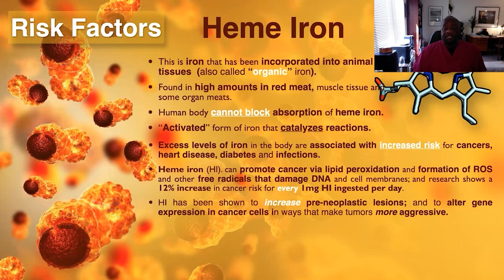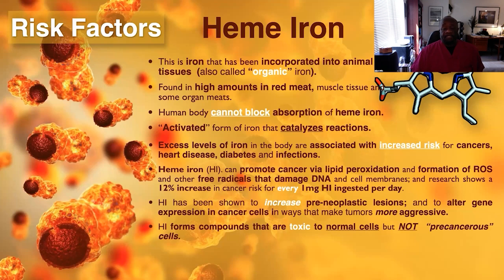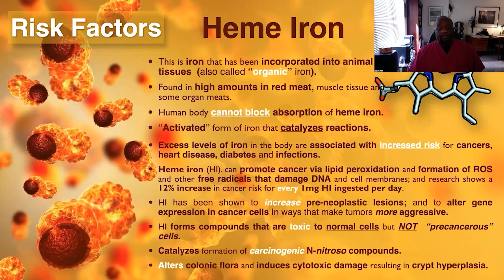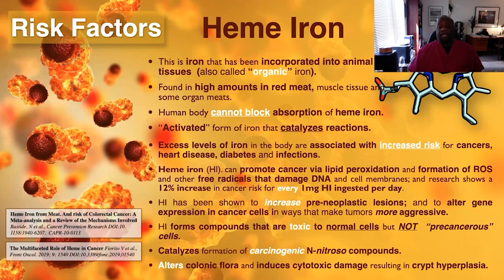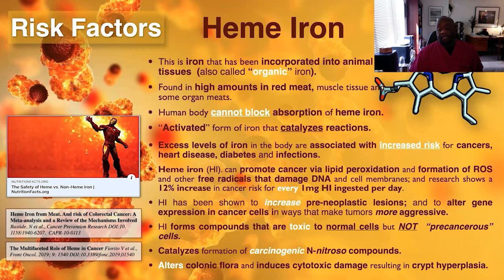Heme iron has also been shown to increase pre-neoplastic or precancerous lesions and to alter gene expression in cancer cells in ways that make the tumors much more aggressive. Heme iron forms compounds that are toxic to normal cells, but that are not toxic to precancerous cells. And it also catalyzes the formation of those carcinogenic N-nitroso compounds that we spoke of earlier. It lastly alters our colonic flora or microbiome in a negative way and induces cytotoxic damage that results in crypt hyperplasia or damage to the cells in the colon.